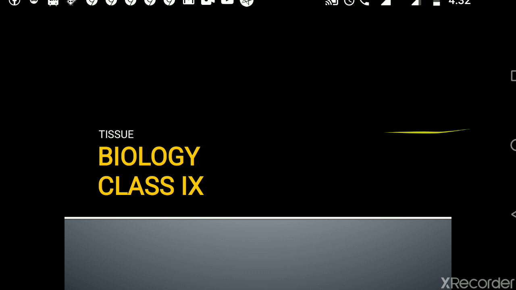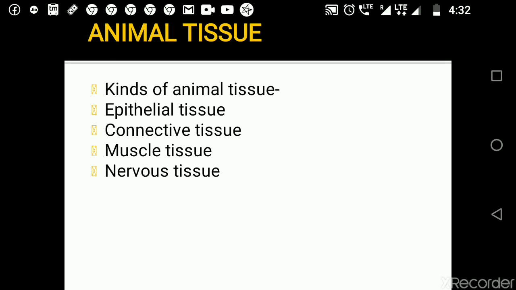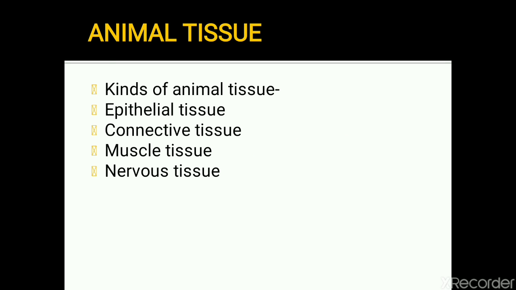Animal tissue consists of four different types, that is epithelial tissue, connective tissue, muscular tissue, and nervous tissue.